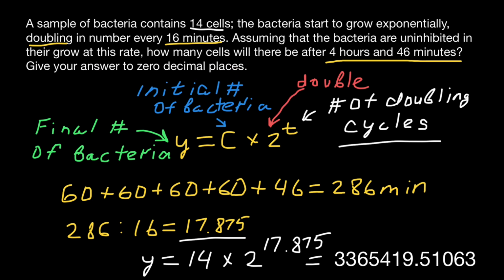But we are told that we have to give an answer to 0 decimal places. So we have to get rid of this decimal part, and that means that instead of these last two numbers, we have to put 20 here. This is going to be our answer: 3,365,420 bacteria.